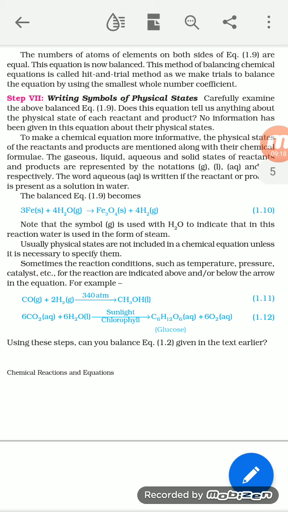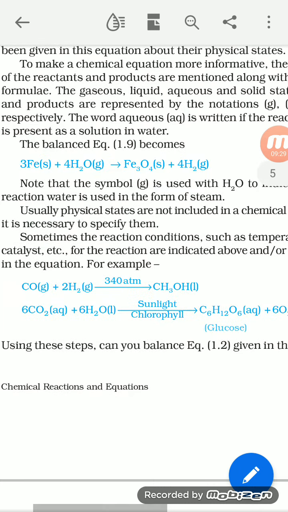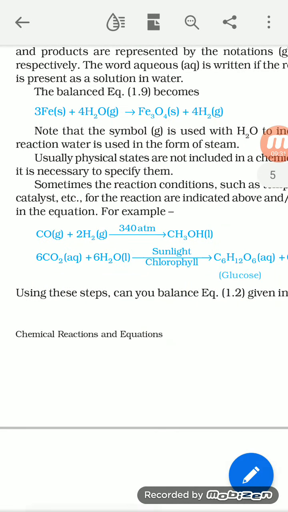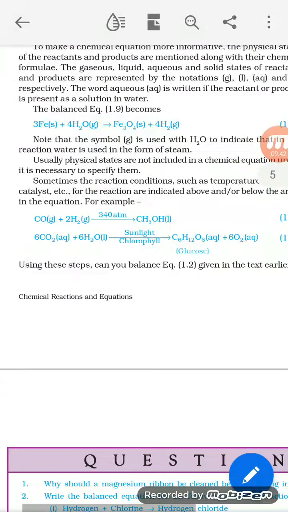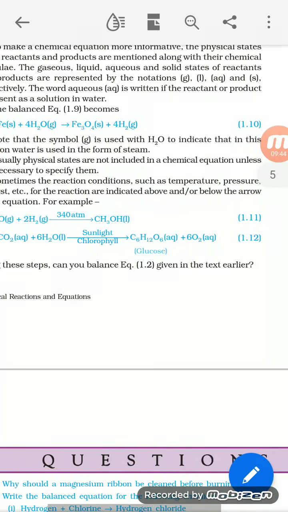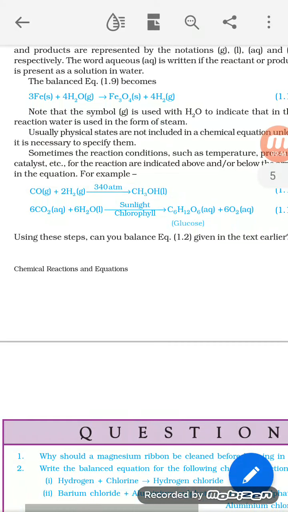Sometimes the reaction conditions such as temperature, pressure, catalyst, etc. for the reaction are indicated above or below the arrow in the equation. So sometimes it is written like this: here carbon monoxide is 2, and above it 340 atmospheric pressure. Here also sunlight is written, in the presence of sunlight and chlorophyll. This is the reaction of photosynthesis, right? Carbon dioxide and water.